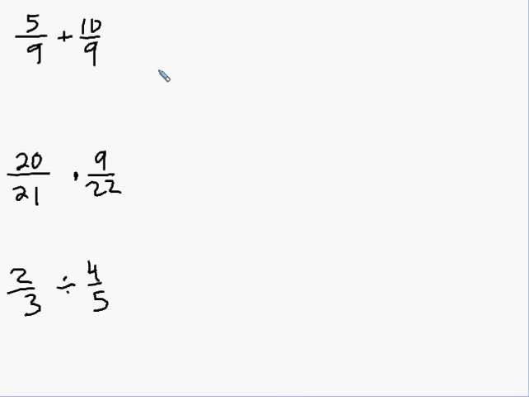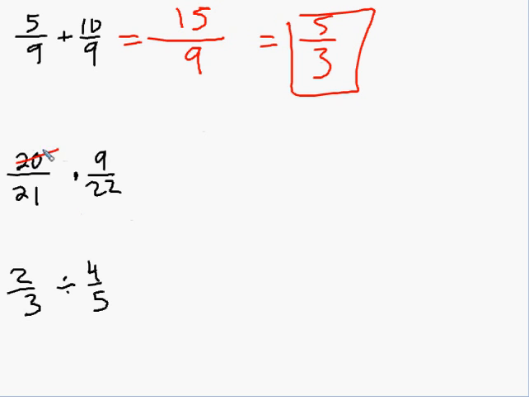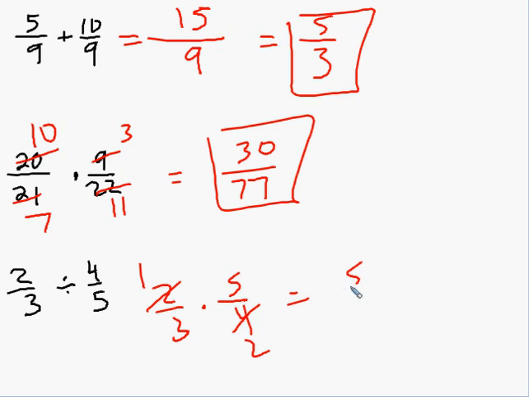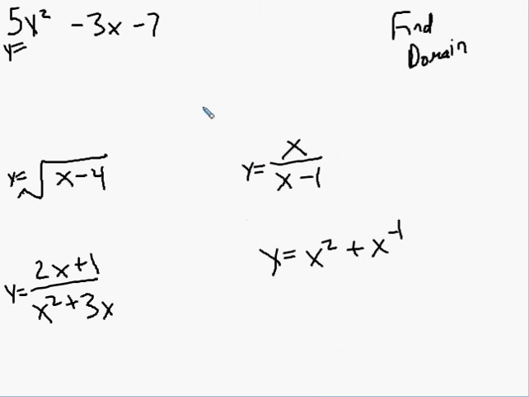Alright, more of these. Actually, notice the same denominator here, so I already have a 9, so I get a 15. And then I can reduce this. I can divide top and bottom by 3, and I get 5/3. Here I can cross cancel, so I will. I can divide these by 2, divide these by 3, and I get 30 over 77. And here, keep flip change, so 2/3 times 5/4, and we can cross cancel here. And 5/6. Always good to keep in mind, if we can do this, those lay out the steps for doing the more complicated ones. Alright, more of these.